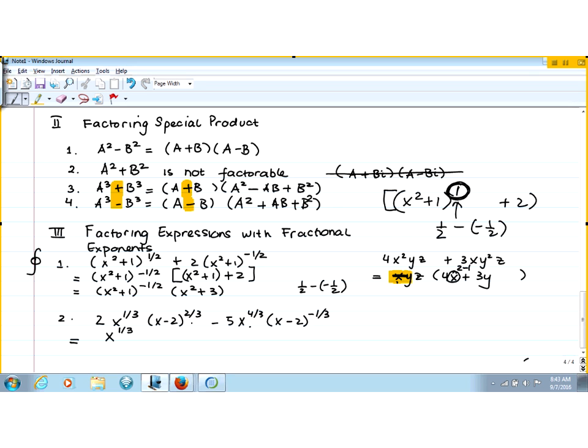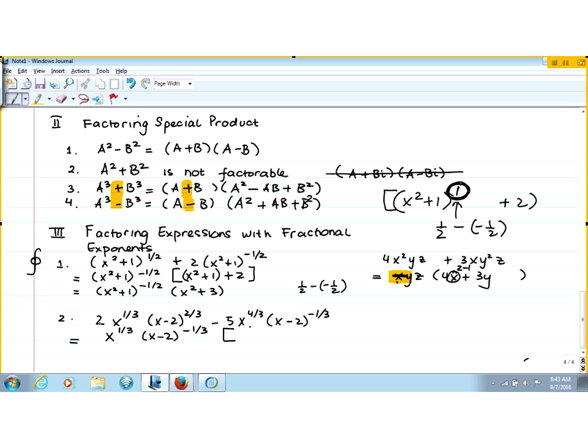Good. Now, what about x minus 2? Are these two common? Yes. So I'm going to factor out x minus 2. What exponent do I use? The smaller one, which is -1/3. That's right. So I'm using the smaller exponent. When we factor, we always factor out the smaller exponent. Right? Okay, so now I already take out my common factor.